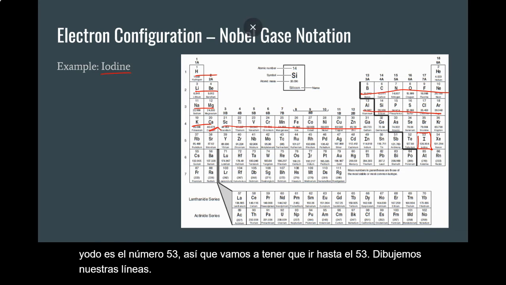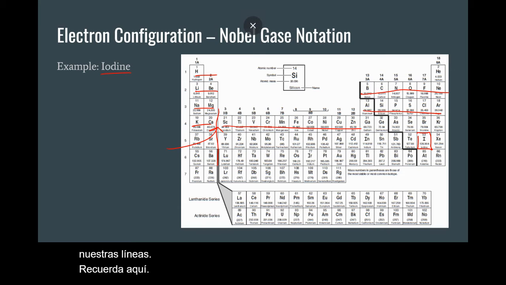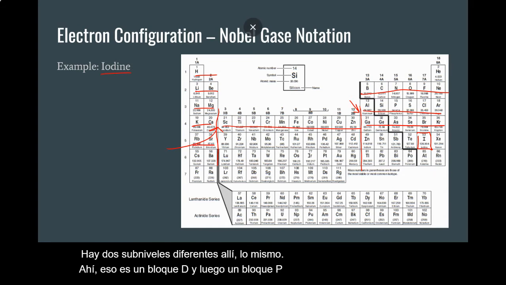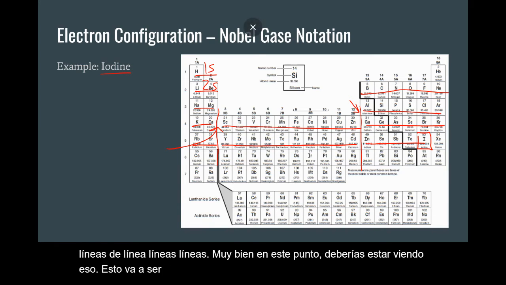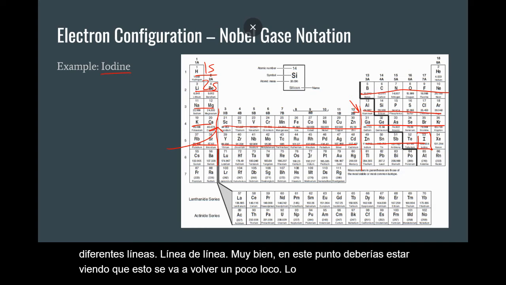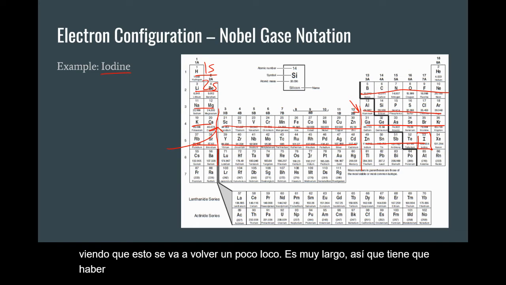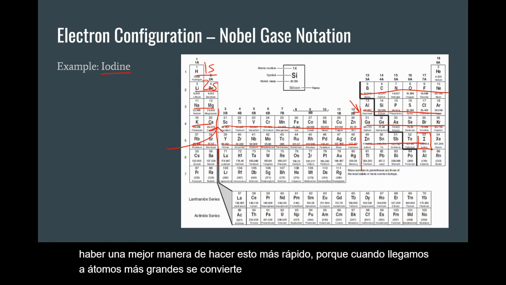Remember here, there's two different sublevels there. Same thing there. That's a D block and then a P block. So we're going to draw different lines. Line, line. All right. At this point, you should be seeing that this is going to get a little crazy. It is really long. So there's got to be a better way, a faster way of doing this, because when we get to bigger atoms, it becomes really tiring to write all this out.